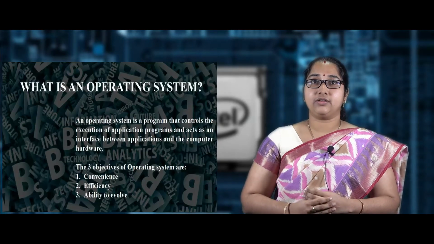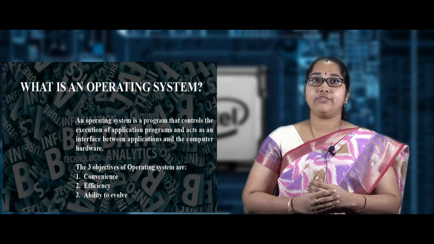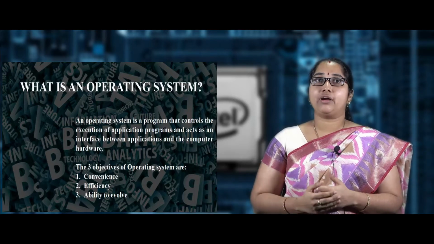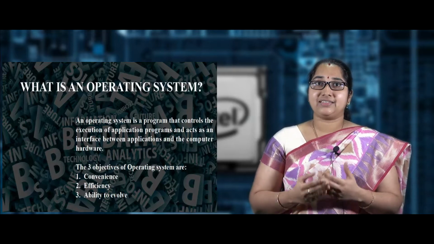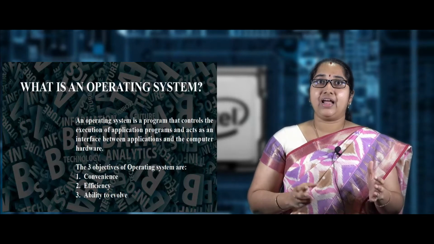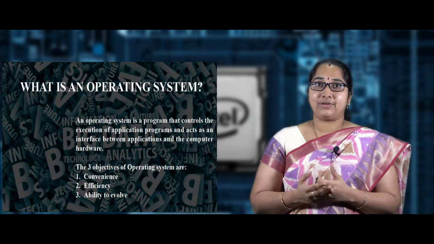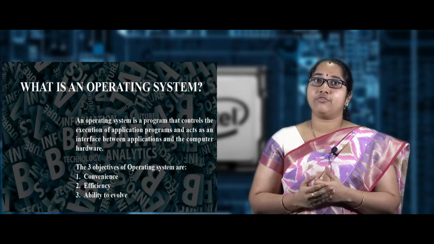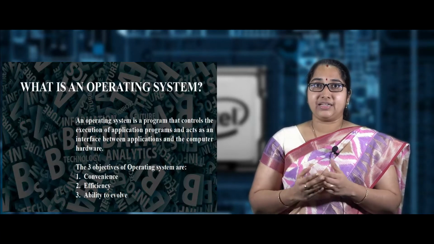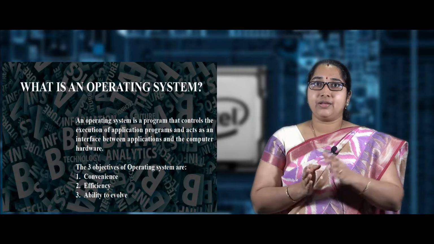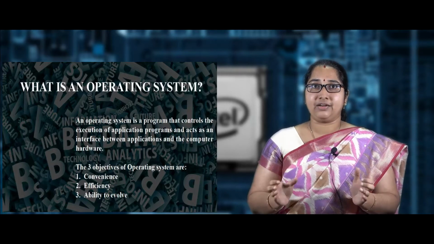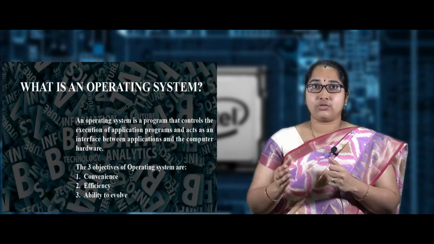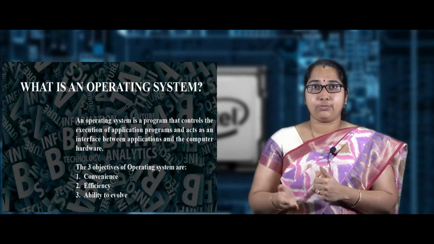In today's lecture, we will be discussing the overview of an operating system. So let us see what an operating system is. An operating system is a program which acts as an interface between the user and the application program, as well as it controls the execution of various application programs. That is, it acts as an interface between the user and the hardware, or the application program and the hardware, as well as it controls the execution of various application programs.